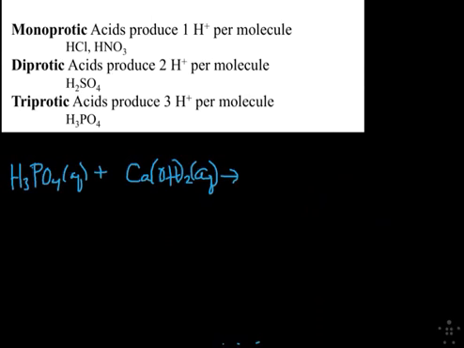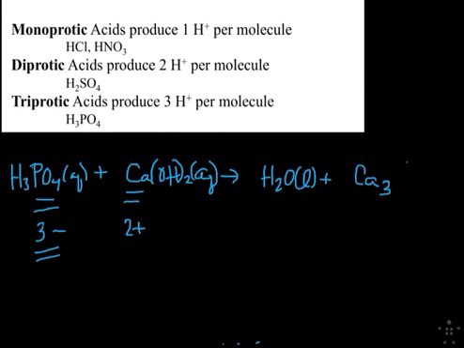Well, we're going to have water, of course, always, so liquid water, plus our salt, which in this case is going to be calcium phosphate, right? So we've got the phosphate ion and the calcium ion, and the phosphate is a 3 minus, and the calcium is a 2 plus. So if we swap the charges for the subscripts, we know they're going to have 3 calciums to offset that 3 minus times 2 phosphates to counteract that 2 plus.